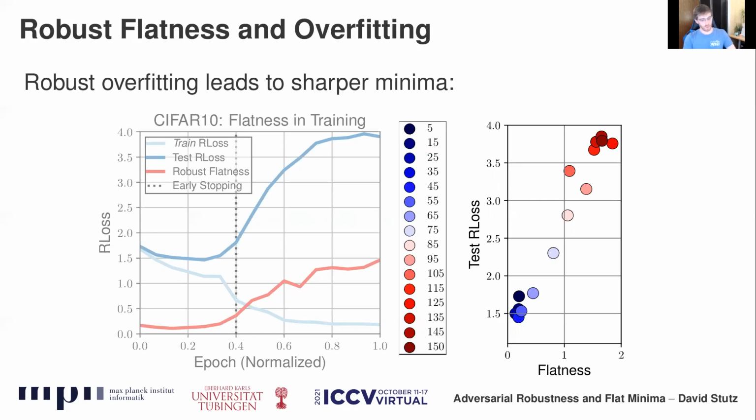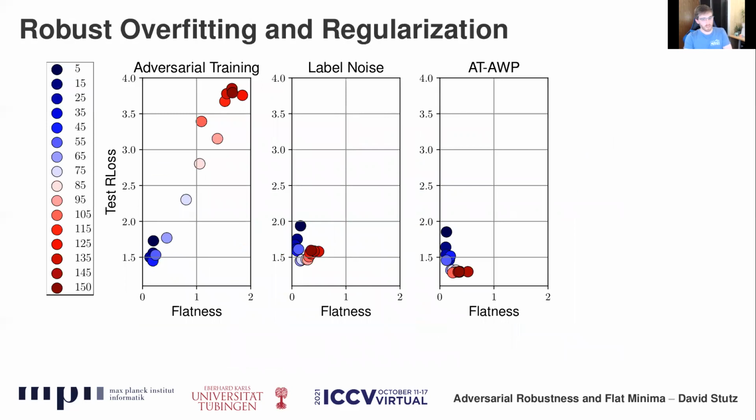This can also be reproduced on a lot of different models and adversarial training variants. For example, here we consider label noise as a very simple regularization scheme and adversarial training with adversarial weight perturbations, AT-AWP, as a recent adversarial training variant. And both reduce or even prevent robust overfitting. For label noise, robust loss only increases slightly for later epochs. For AT-AWP, an increase in robust loss can be avoided altogether.